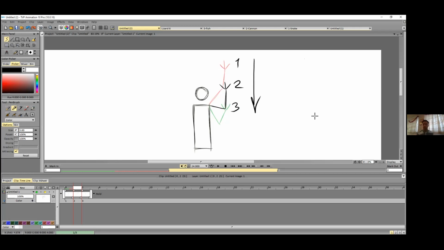In the third frame, the hand is in its lowest position, so it should be detached from the ground and come up again.